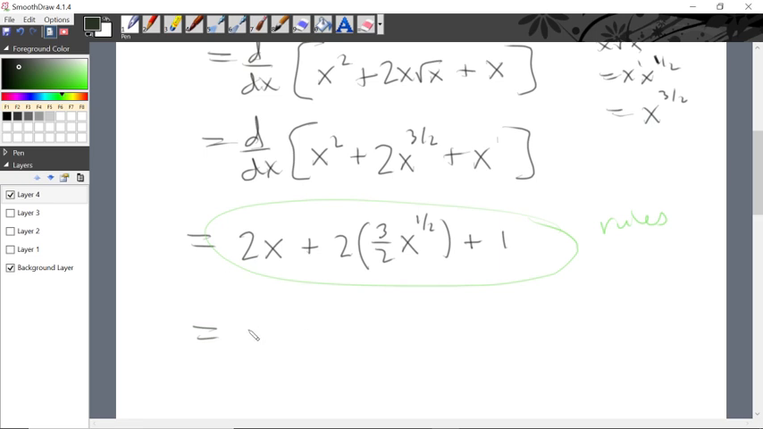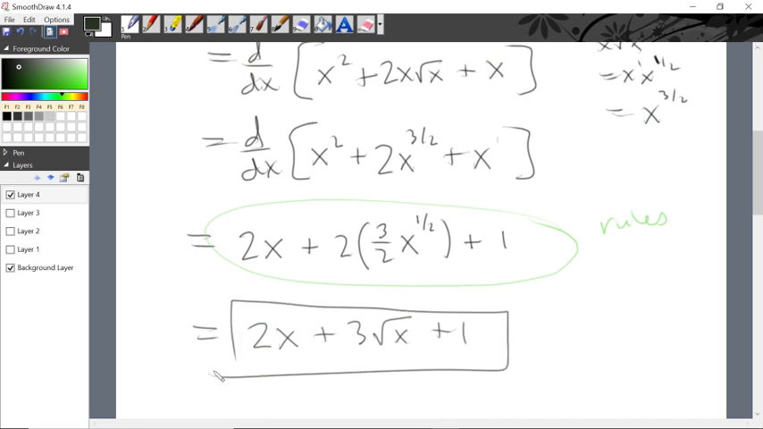We can clean this up. If we're looking up our answer somewhere, we have, let's see, 2x plus 3x to the 1/2, which can also be written as 3 root x, and then plus 1.